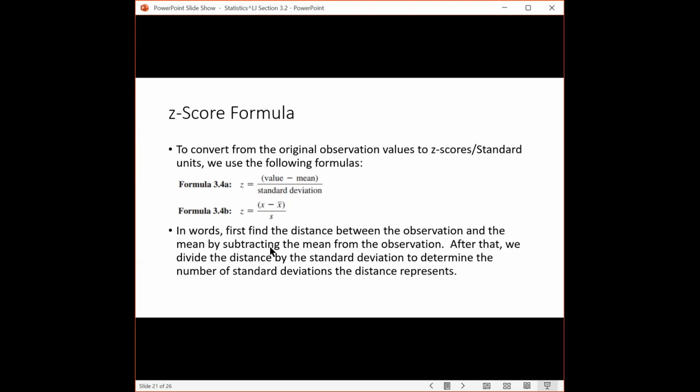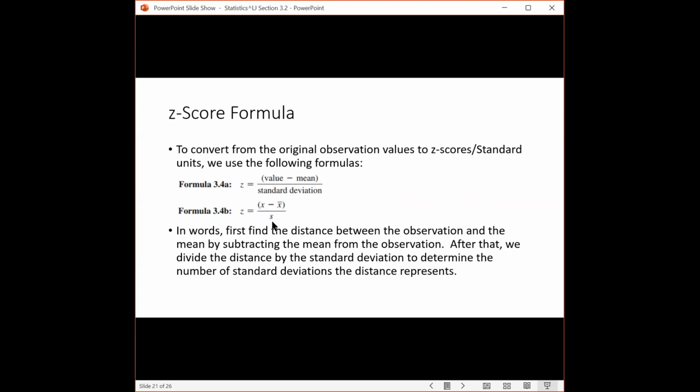I put it in words, this is how I think about it, which may make it more confusing, but I'll go ahead. What you do is you first find the distance between the observation and the mean. You take the observation and you subtract the mean, and that gets you a distance, if you want to think about that, on the distribution graph. So you figure out how far it is between an observation and the mean.